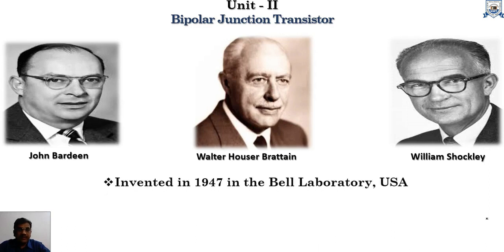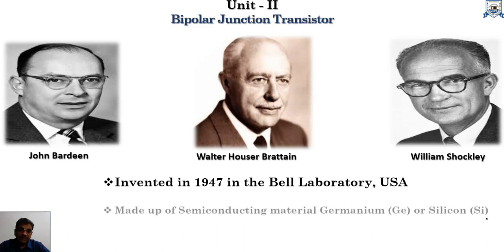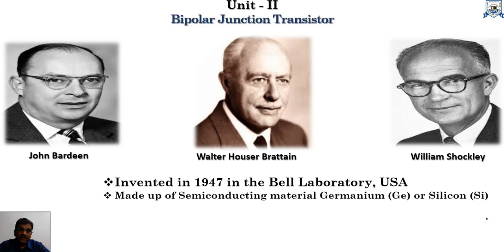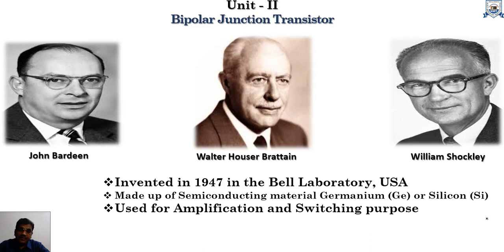The first bipolar junction transistor was fabricated and invented in AT&T Bell Laboratory, USA. All electronic devices are generally made up of semiconducting materials such as germanium and silicon. Here, silicon is the preferred material to design an electronic component because of its better stability and abundant availability. It is used for amplification and switching purposes.